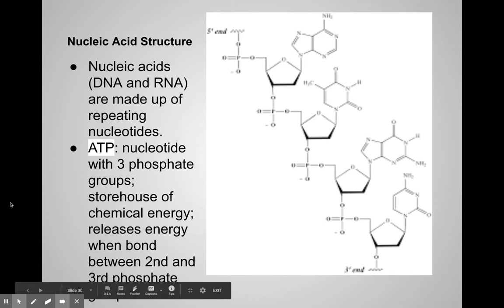So with ATP, ATP stands for adenosine triphosphate, meaning it has 3 phosphate groups, right? Tri means 3. So adenosine triphosphate. ATP is important because it is the storehouse of chemical energy in the body. We are going to use ATP so much when we talk about different biological processes. So we'll talk more about this, but just as a little bit of an introduction, ATP is the storehouse of chemical energy, and it releases energy when the bond between the second and third phosphate group is broken.